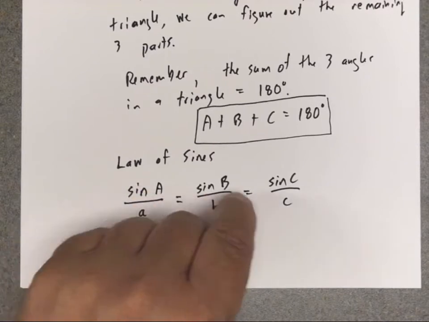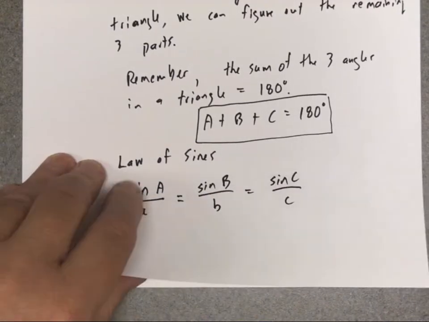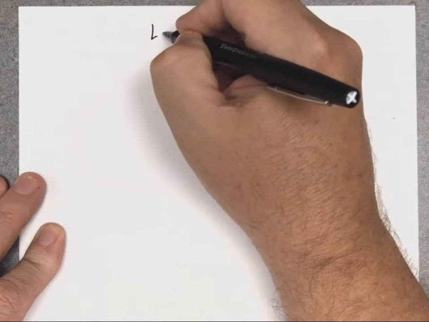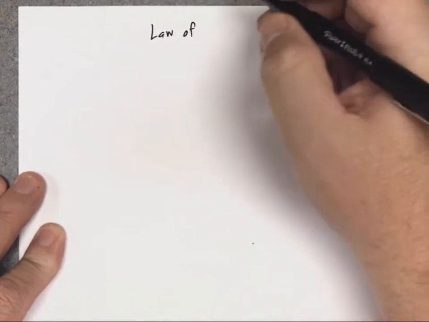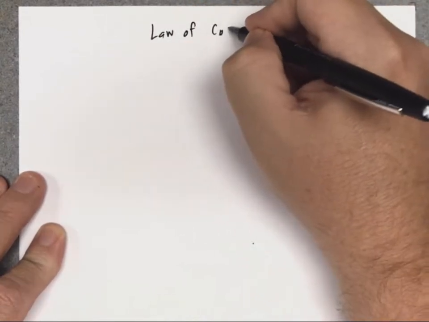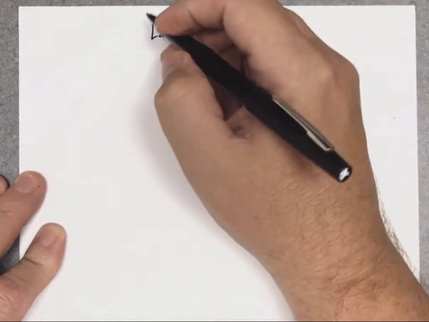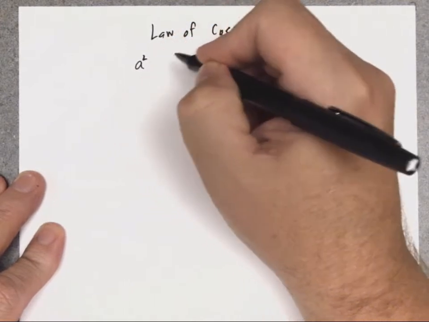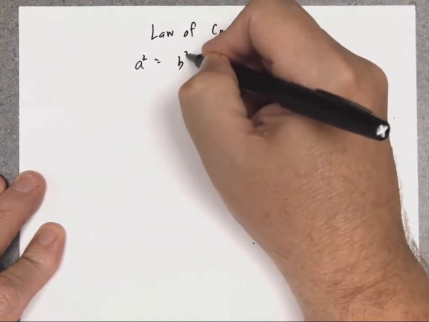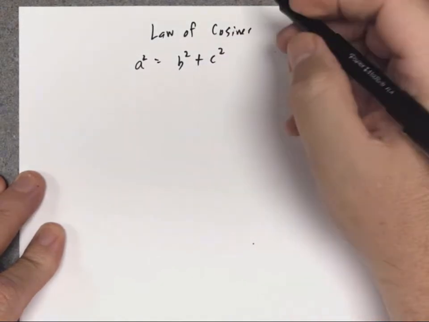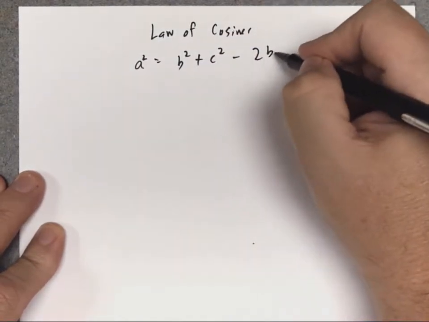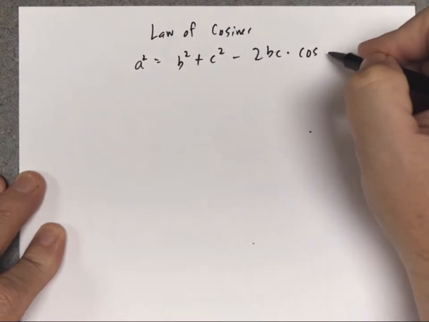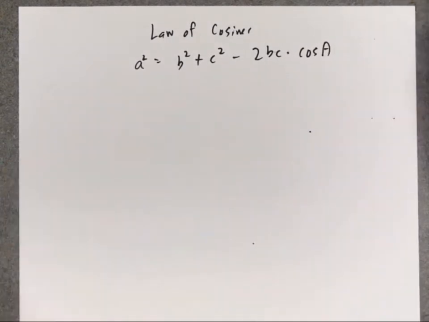So it's sort of like three parts of the law of sines. Now the law of cosines also has three parts, but there are actually three different equations or formulas. Now you'll see they follow a pattern. Let's start out with side A squared equals side B squared plus side C squared minus 2BC times the cosine of A.